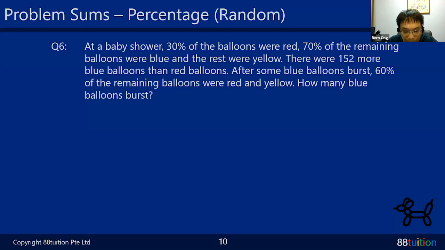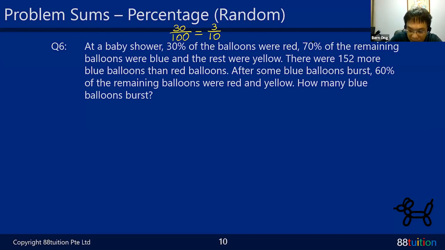Okay, so 30% of the balloons were red. So baby shower, got balloons. So 30% of the balloons were red. What's the meaning of 30%? I purposely write it as a fraction again: 30 over 100. I can divide by 10, divide by 10. So 3/10 of the balloons were red.